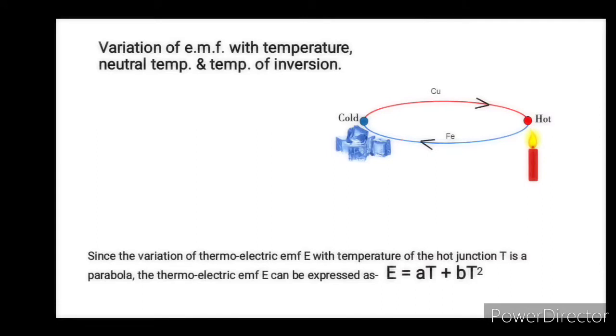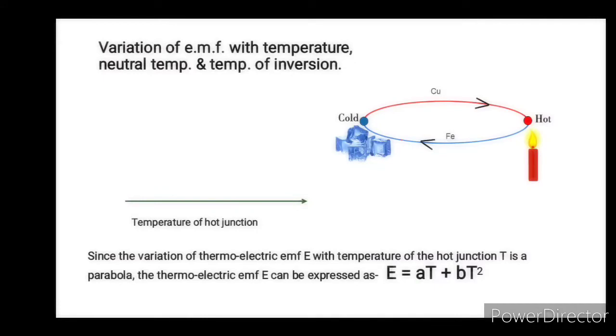Variation of EMF with the temperature. When the cold junction is at 0 degrees Celsius and the hot junction is at T degrees Celsius, the thermo EMF developed is given by E = AT - BT², where A and B are both positive, or it can also be given by E = AT + BT², where A is positive but B is negative.